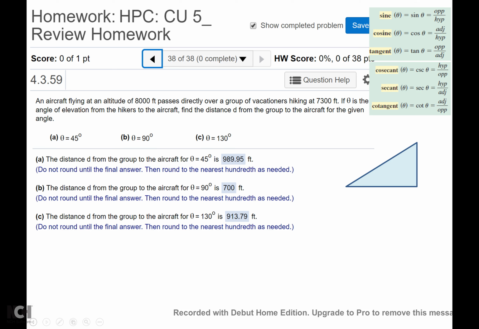And, oops. Skip one. And the last one, it says an aircraft flying at an altitude of 8,000 feet passes directly over a group of vacationers hiking at 7,300 feet. If theta is the angle of elevation from the hikers to the aircraft, find the distance d from the group to the aircraft for the given angle.